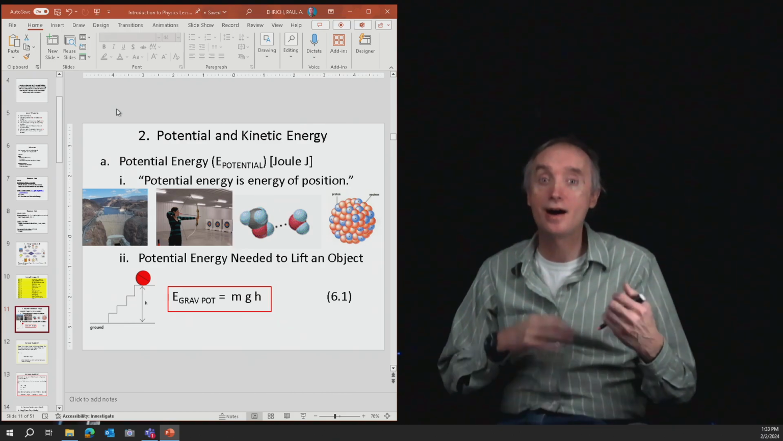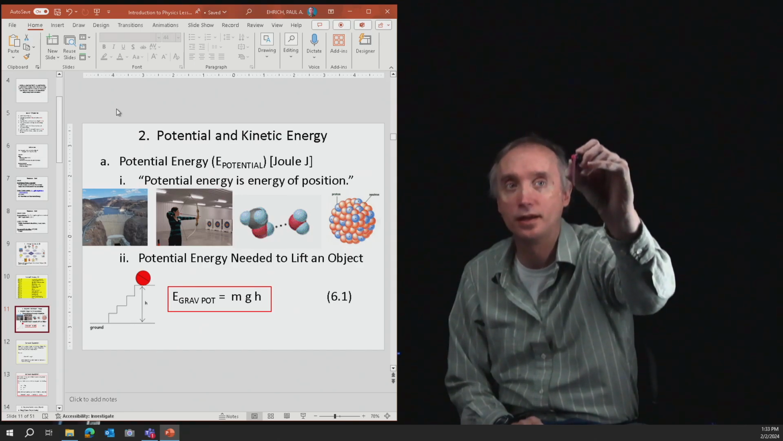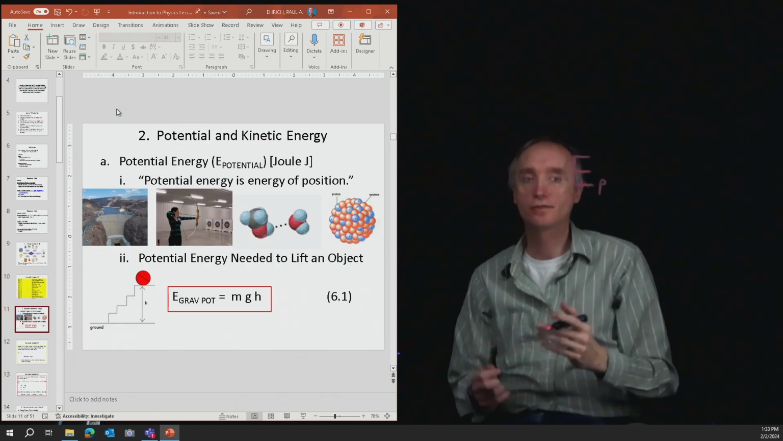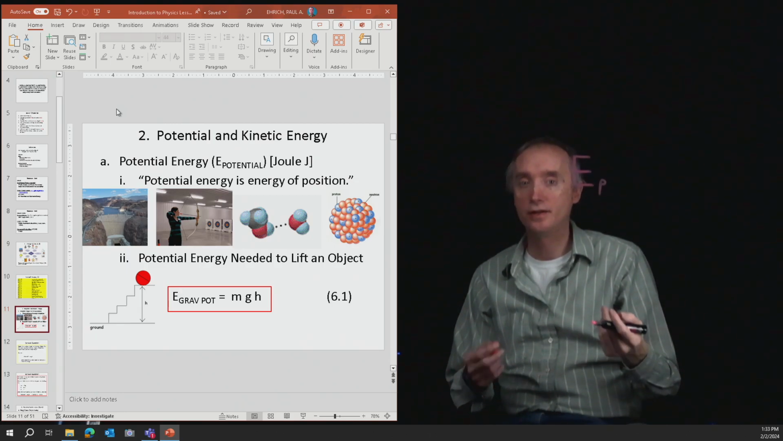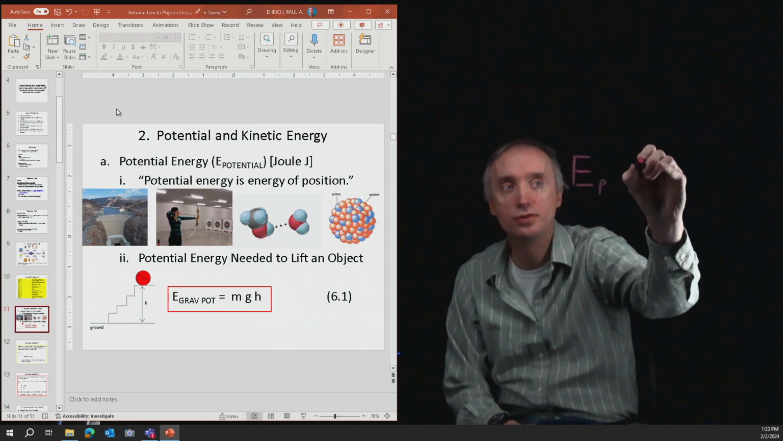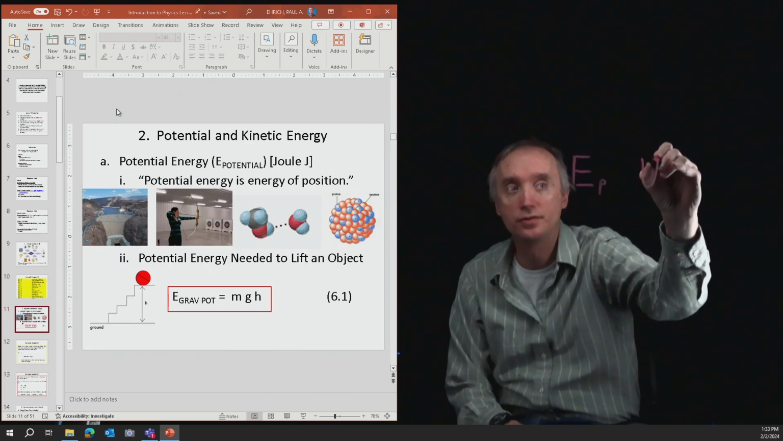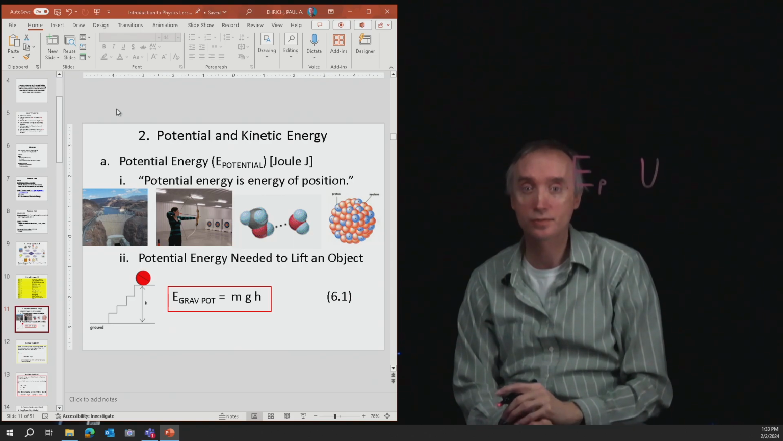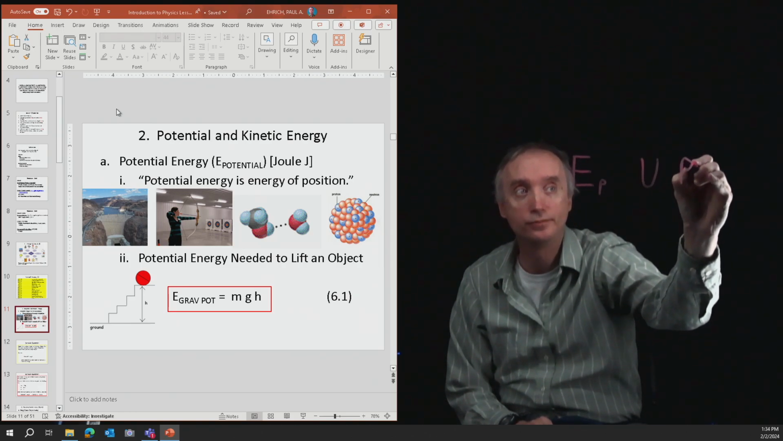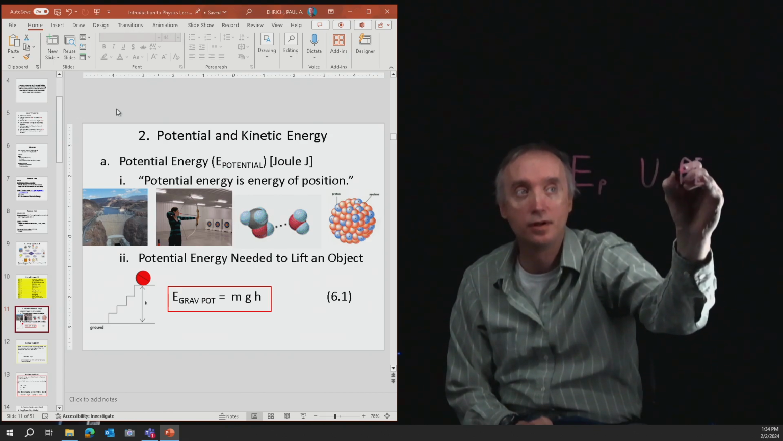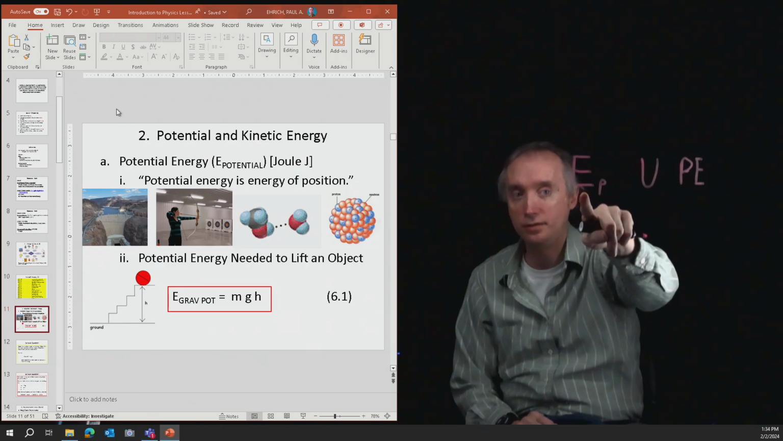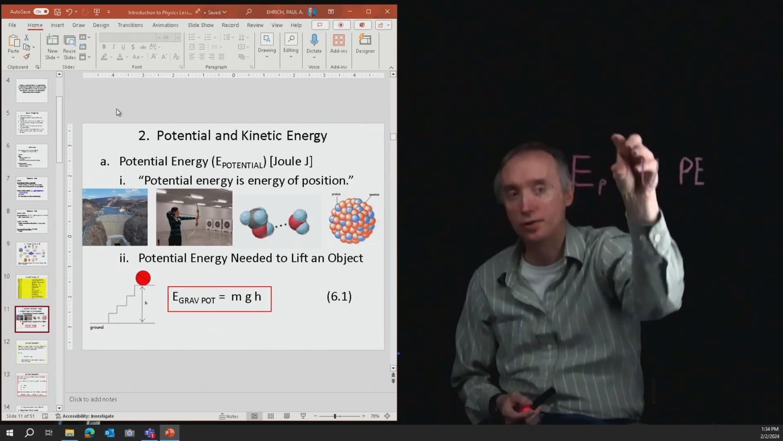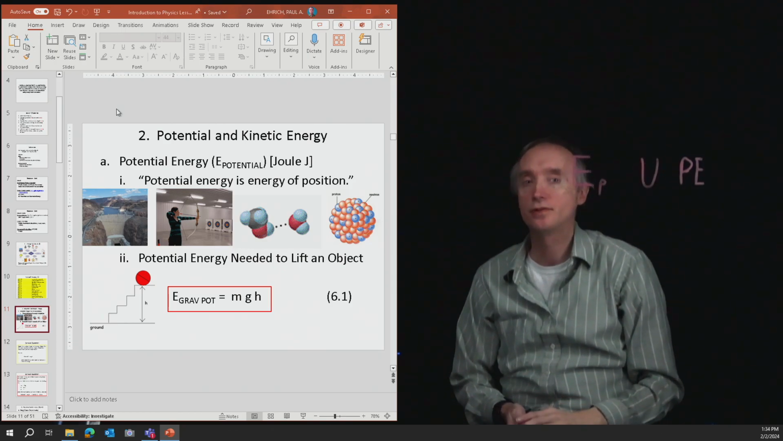So I am going to abbreviate it by saying energy, and then I'll put a P next to it. So that stands for potential energy. Now, in some textbooks, they might like to use the letter U to stand for potential energy. And in the Hewitt textbook, he likes to use PE. But I'm going to try to use the letter E to represent any kind of energy, so E, and then I put a subscript P to indicate that it's potential energy.